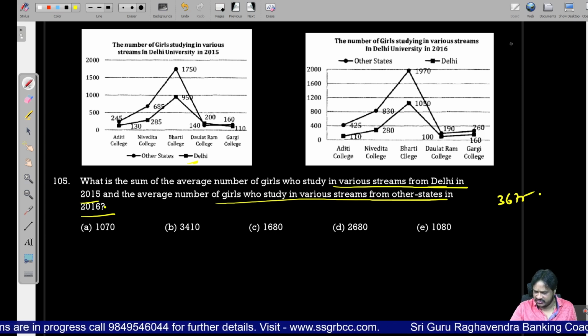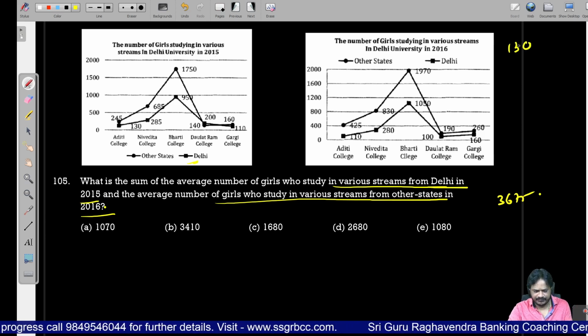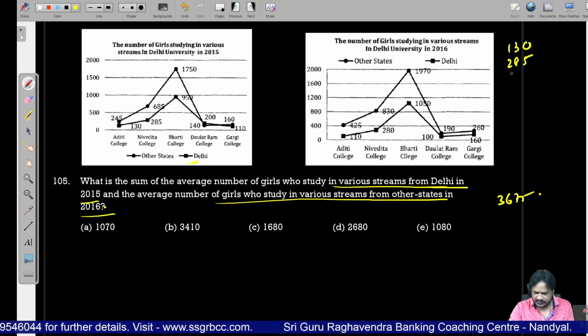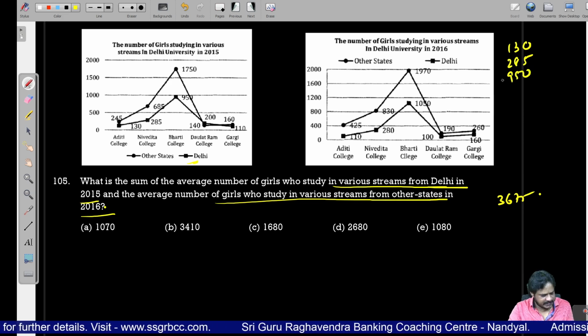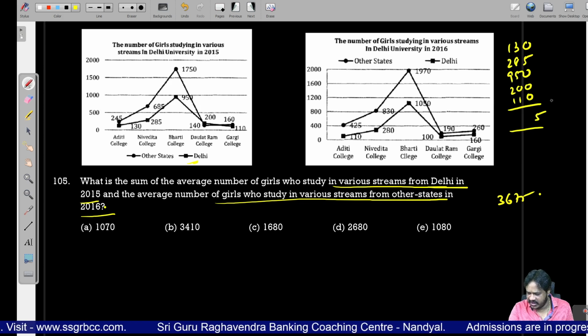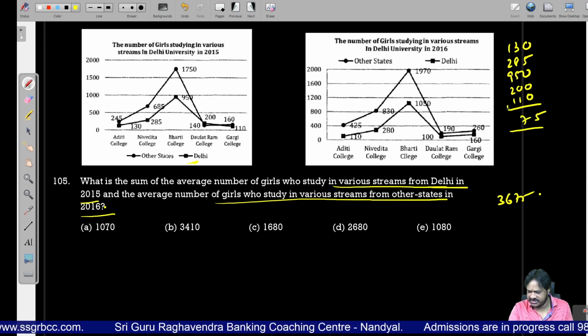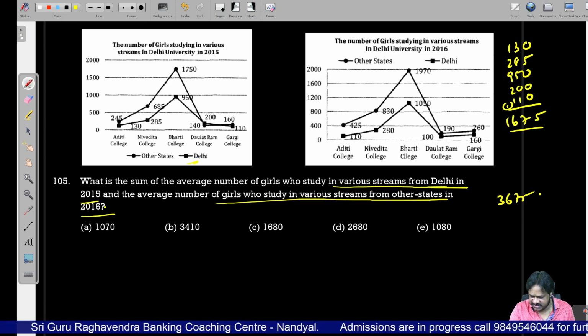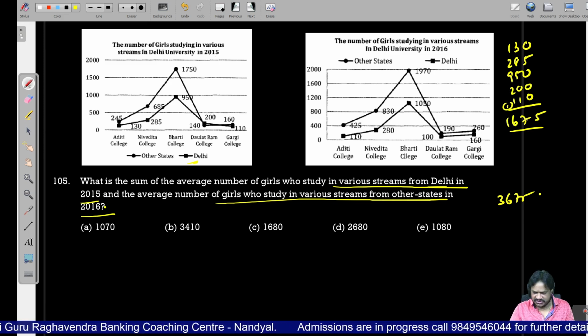So the values are 130, then 285, 950, 200 and 110. So the values add up to 1675. So this is 1675, this is 3675.